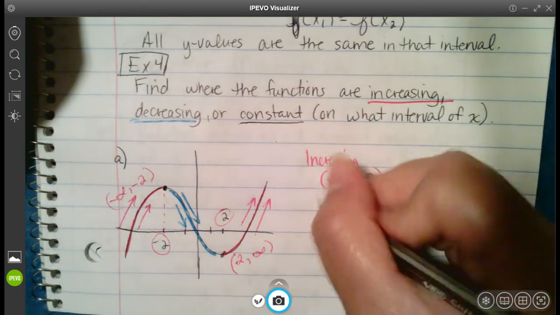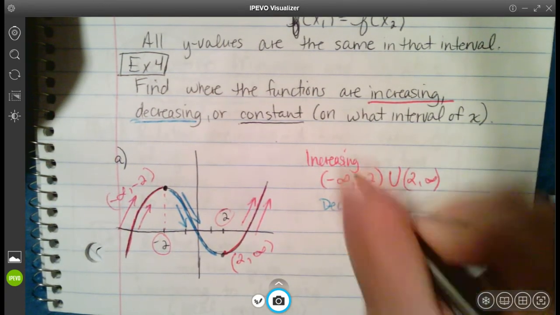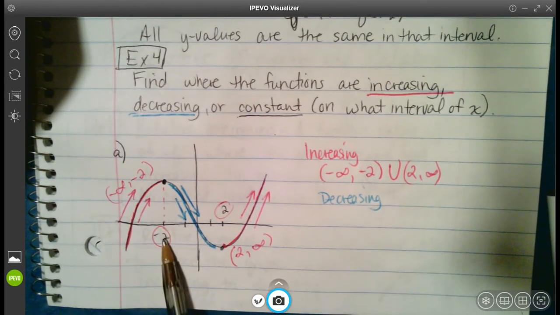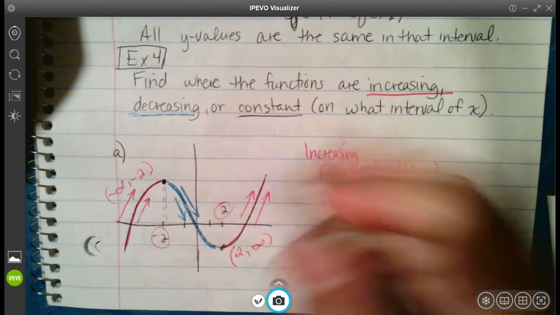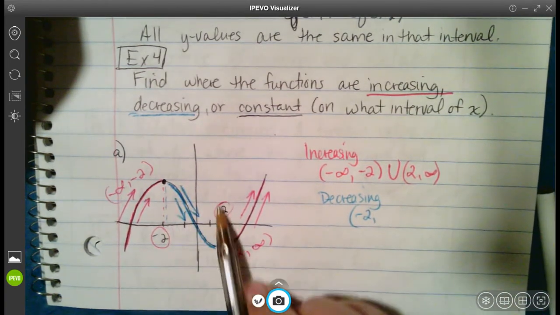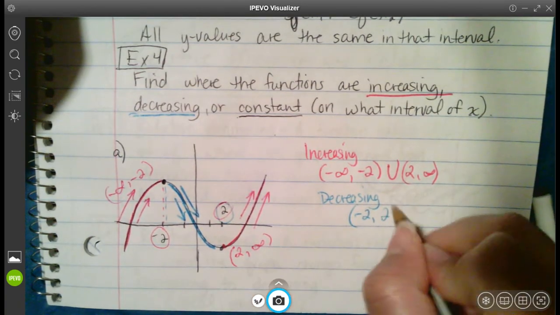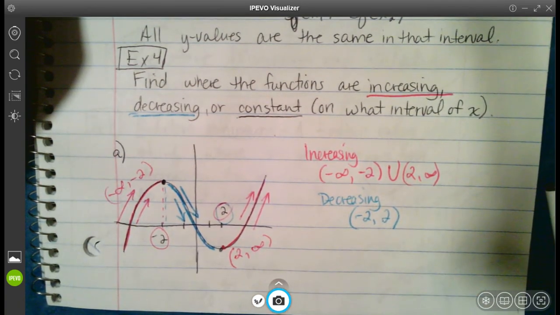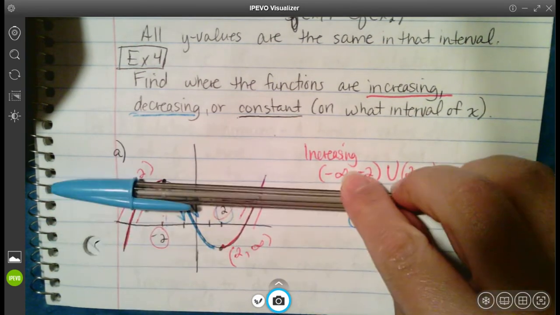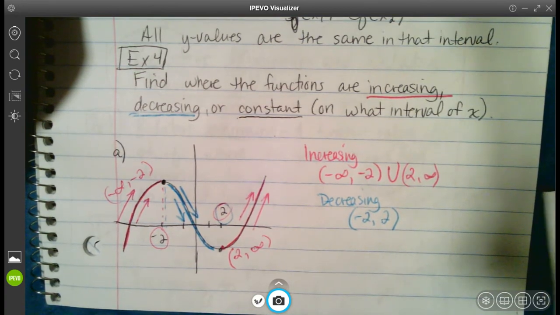It is decreasing in the middle. This one's going to be a little bit easier because it's only one spot where it's decreasing. It's between negative 2, the same spot, all the way to here, so to 2. And it is constant nowhere. Nowhere do we see a horizontal line just going straight across. So that is it for this one.